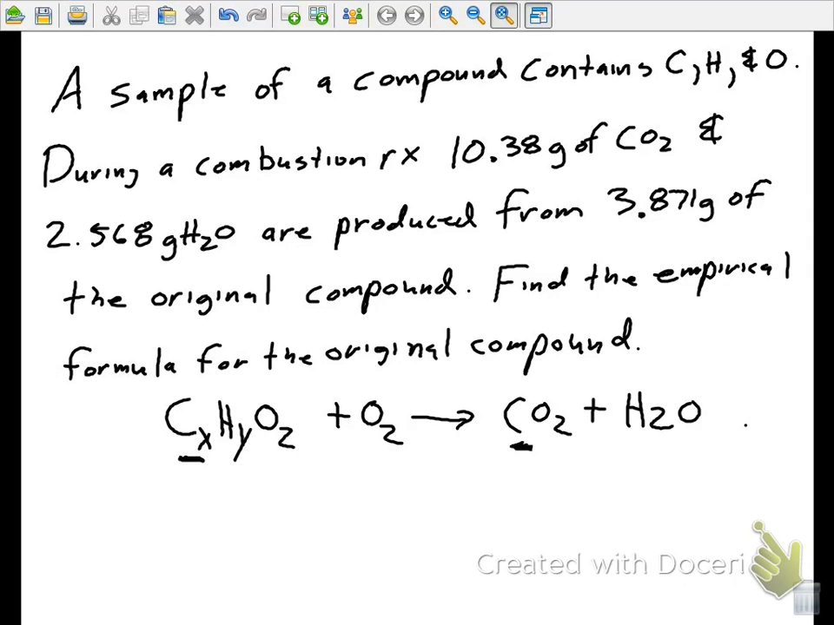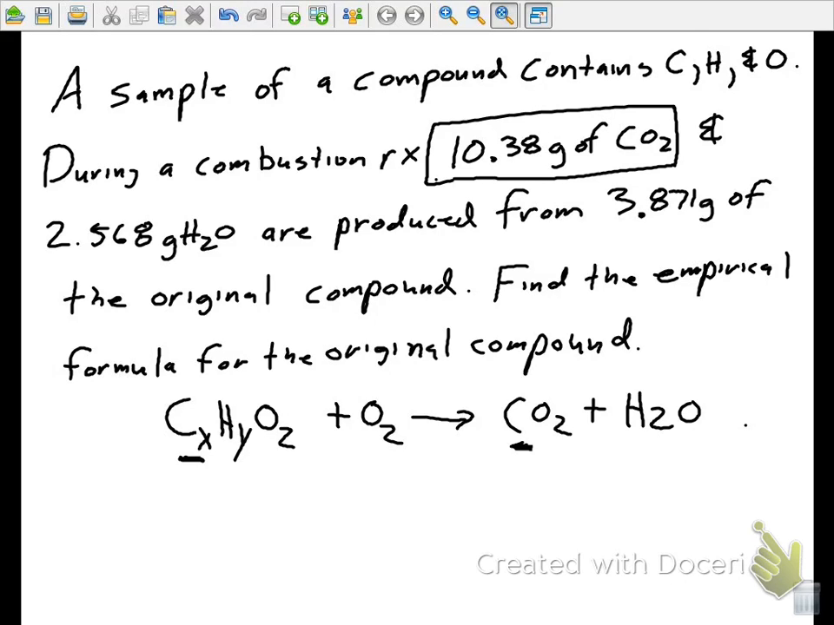So we know the weight of this, CO2, the whole thing, the weight of CO2 is right here. So what we can do is what we did yesterday, figure out how many grams of carbon we have, right? If we have 10.38 grams of CO2, we can convert that 10.38 grams of CO2 with the molar masses of CO2 and carbon, and then we can figure out how much carbon the original substance had.